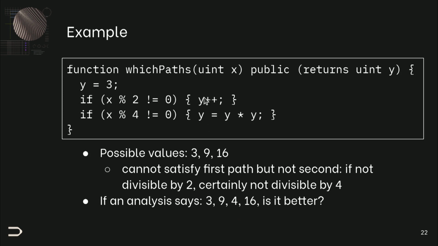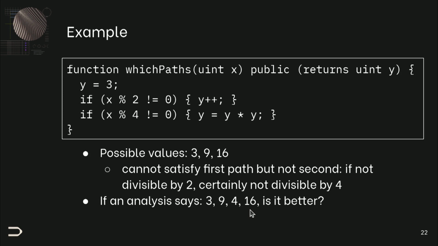I cannot satisfy the first path without satisfying the second. So if I'm not divisible by 2, I'm not divisible by 4. So the possible values in reality are 3, 9, and 16. Take my word for it. You don't need to follow it fully. Now, if I had an analysis that tells you that the answer is 3, 9, and 16 versus another one that tells you the answer is 3, 9, 4, and 16, which one is better?